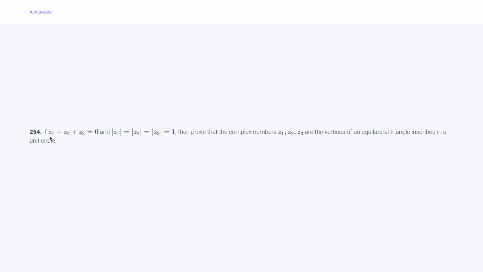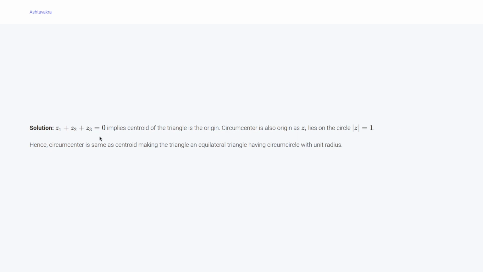Question 254 says that if z1 plus z2 plus z3 is equal to 0 and mod z1 is equal to mod z2 is equal to mod z3 is equal to 1, then prove that the complex numbers z1, z2, z3 are the vertices of an equilateral triangle inscribed in a unit circle. We have just proven that if z1 plus z2 plus z3 is equal to 0, then that means the centroid of the triangle is the origin. Circumcenter is also origin as zi lies on the circle mod z is equal to 1. Since circumcenter is same as centroid, the triangle is equilateral, and we have a circumcircle with unit radius.